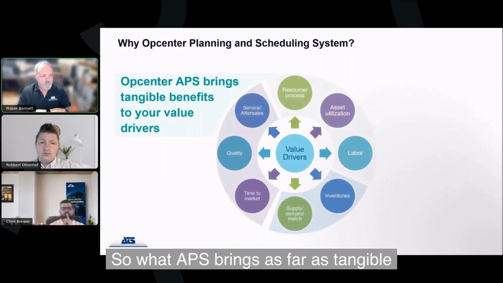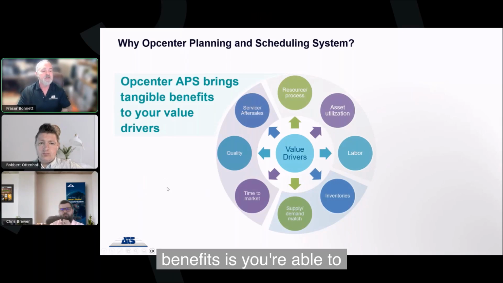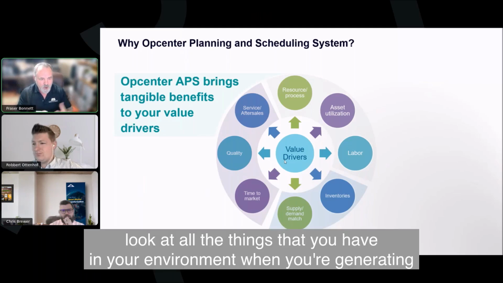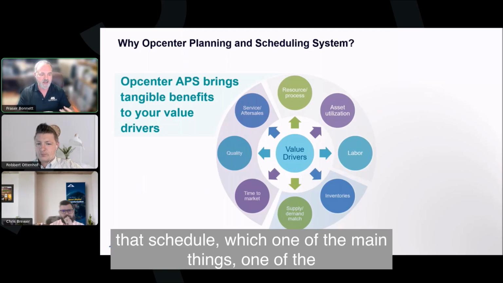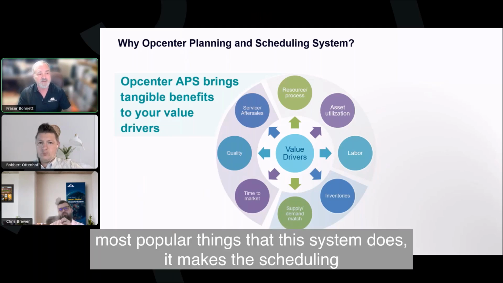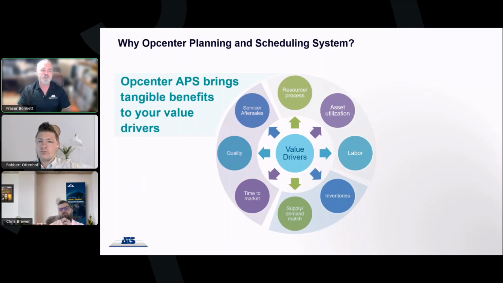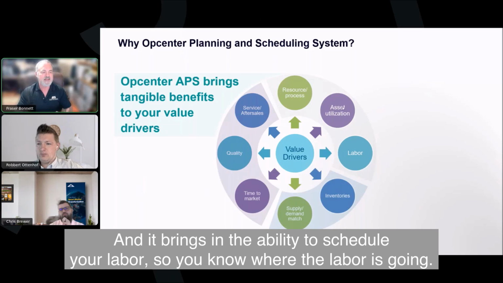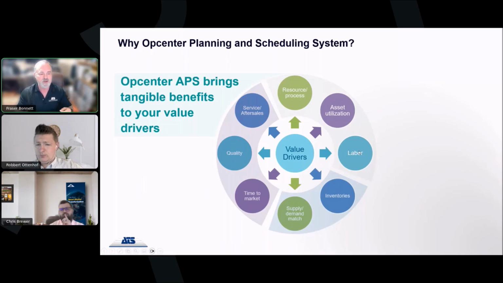So what APS brings as far as tangible benefits is you're able to look at all the things that you have in your environment when you're generating that schedule, which is one of the most popular things that this system does. It makes the scheduling process easy to do quickly. And it brings in the ability to schedule your labor so you know where the labor is going.